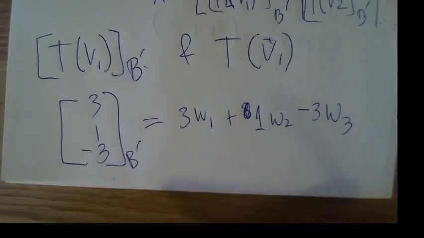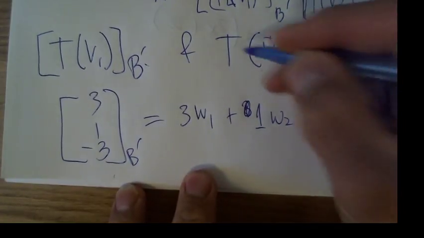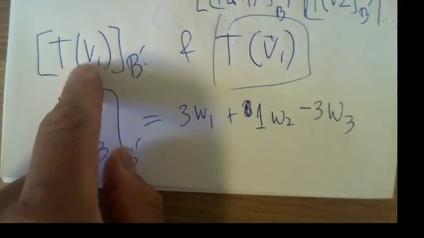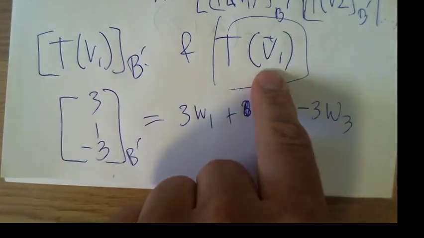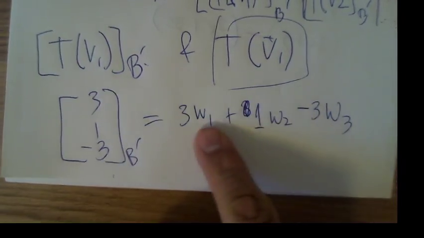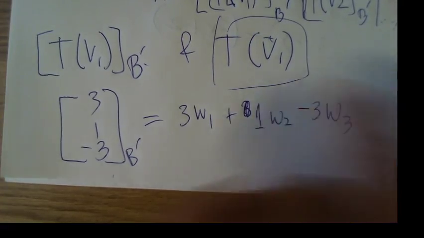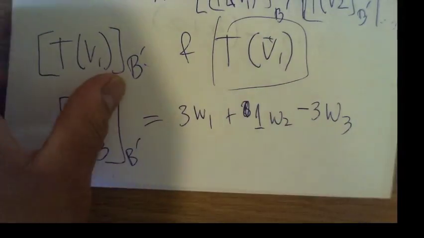And then I will do this calculation to find what T of v1 is. This only gives you the coefficients relative to B prime. You want the actual vector in R3, and you find it this way. So you would do that to all four of those. You essentially take that column and do this calculation.